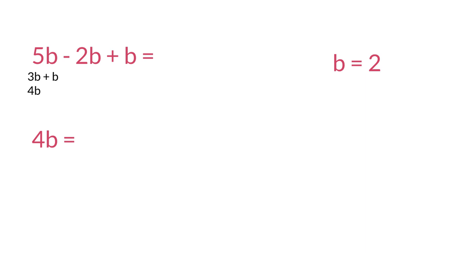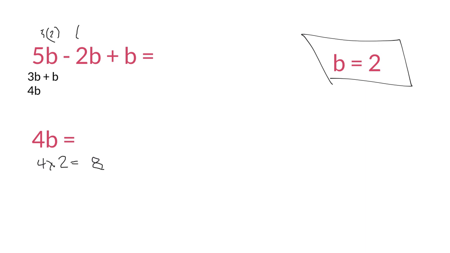Now, the way that we can prove this is pretty simple. I've already said that b equals 2 here, so we can simply plug it in. So 4b equals 8, because 4 times 2 equals 8. Let's try the top one. 5b, so that's 5 times 2. Take away 2b, which is 2 times 2. And plus b, which is 2.